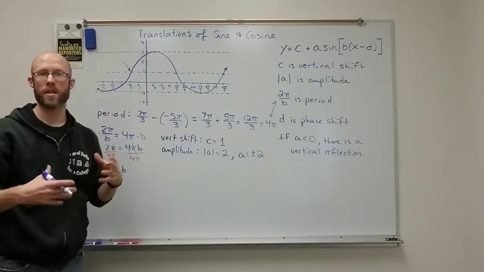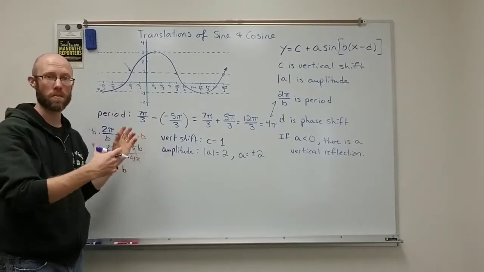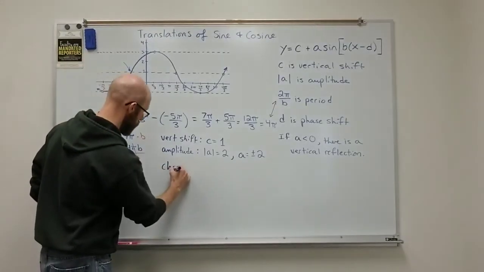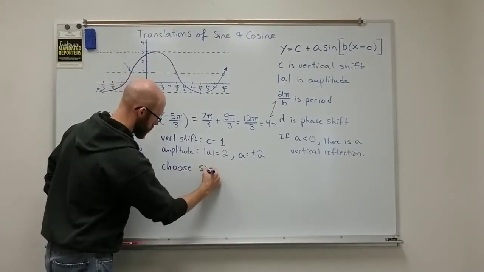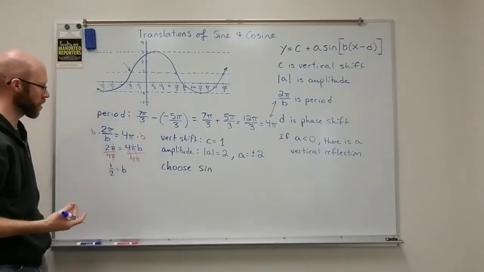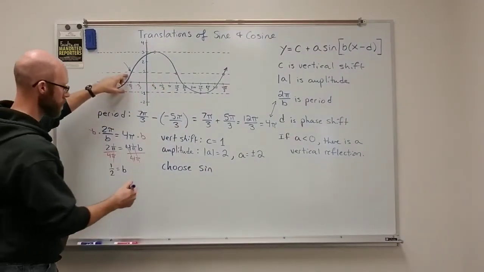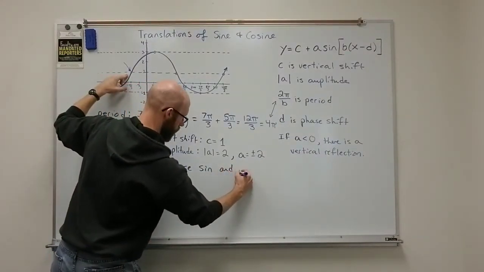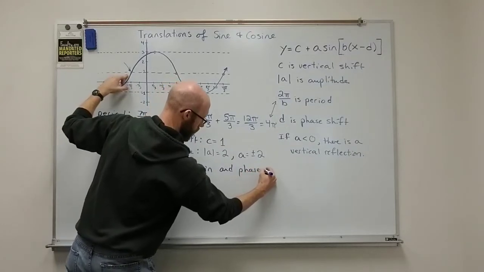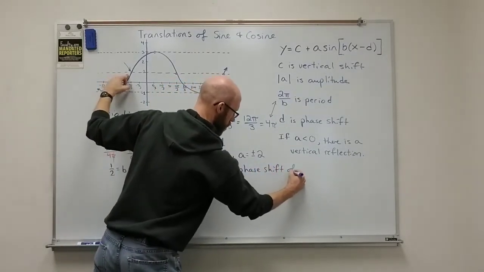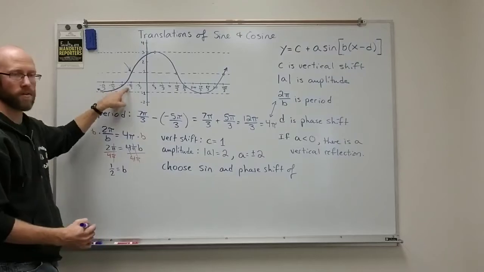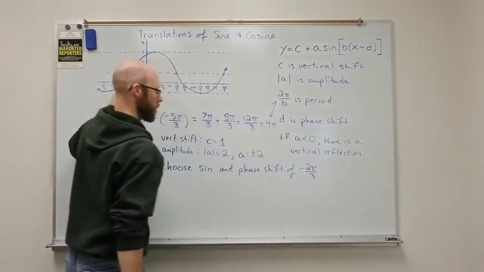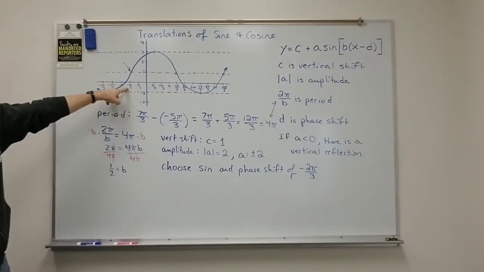Because I'm just designating that, I could, of course, choose something different as long as everything is consistent from here on out. So I'm going to choose sine. You don't have to, but I'm going to here. And I'm going to choose a phase shift of, let's see, that'd be a -2 pi over 3. Okay, with a phase shift of -2 pi over 3.